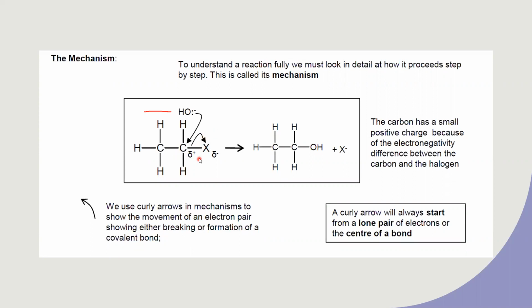Like here you can see it's a halogenoalkane. The halogenoalkane is polar, so this electron pair is shifted towards the halogen, and the lone pair on the hydroxide ion is attracted towards the carbon and trying to form a bond. A curly arrow will always start from a lone pair of electrons or the center of a bond.